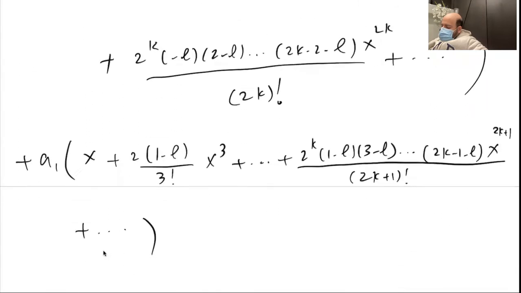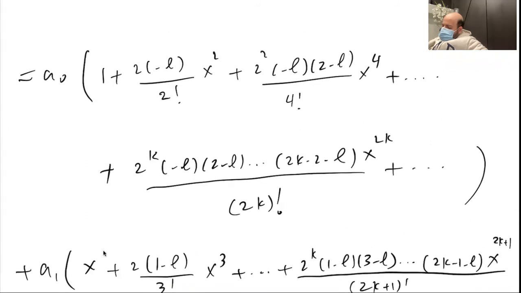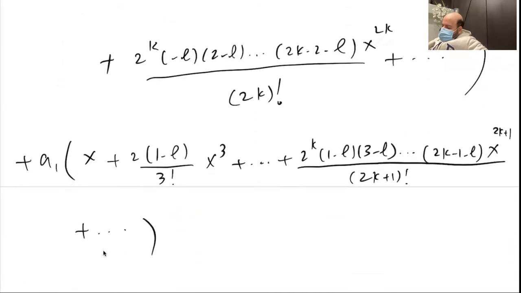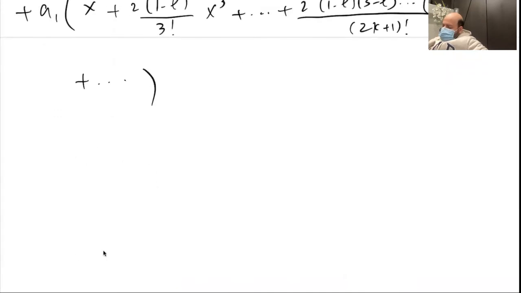Now I can call this function here, if I call it y1, let's say, a0 times this big function, I can call it y1, and a1 times this big function, I can call it y2. So I can write it as a0 times y1 of x plus a1 times y2 of x.